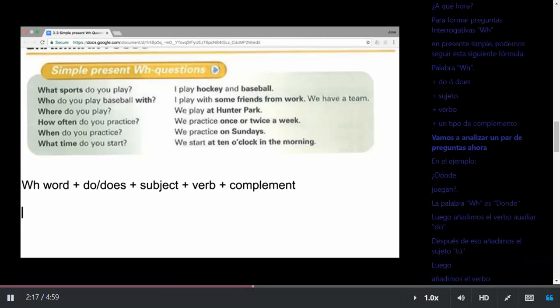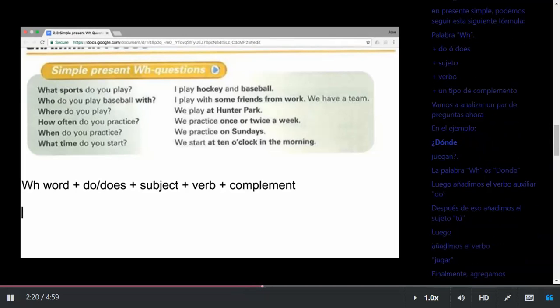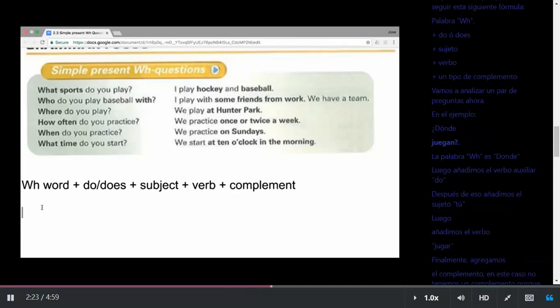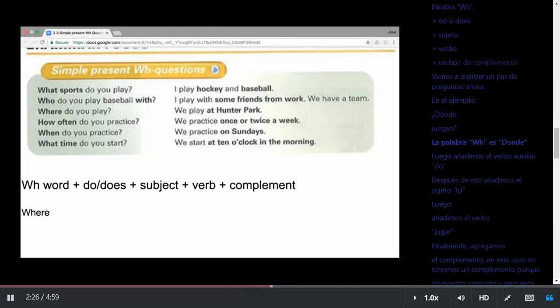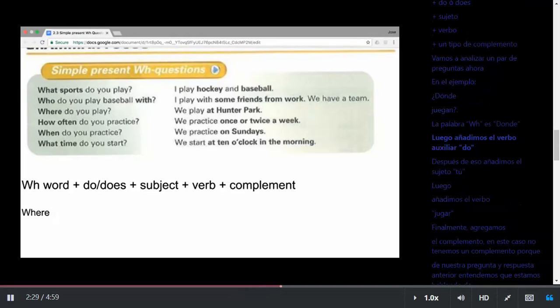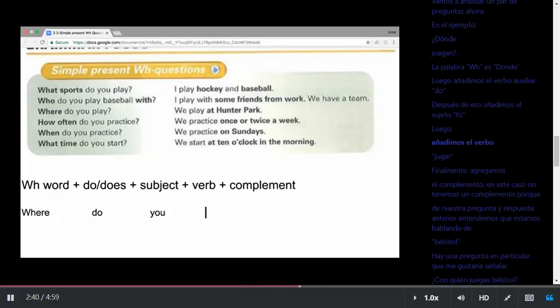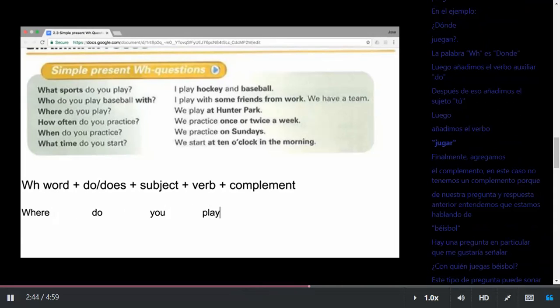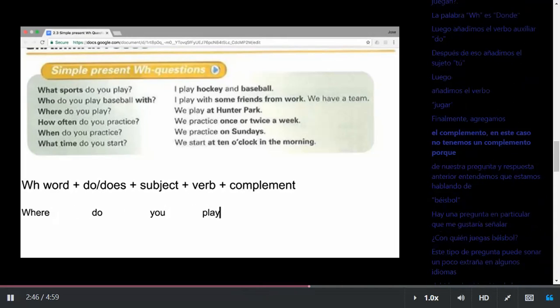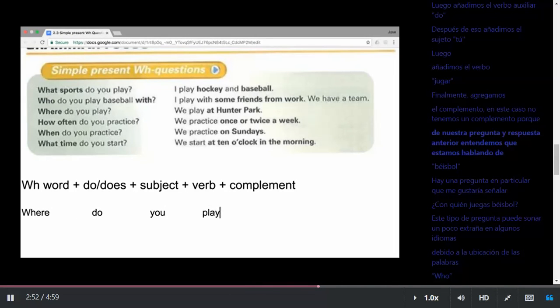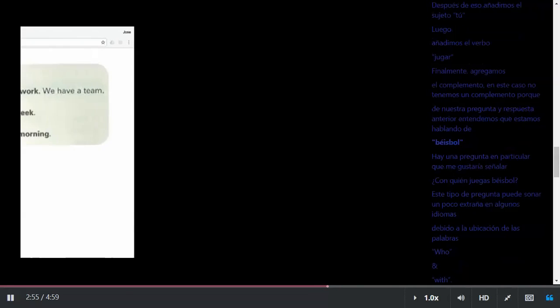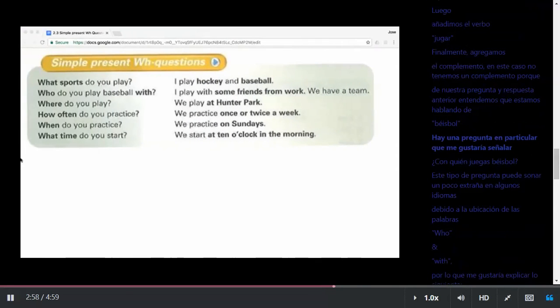Let's analyze a couple of questions now. In the example, where do you play? The WH word is where. Then we add the auxiliary verb do. After that, we add the subject you. Next, we add the verb play. Finally, we add the complement. In this case, we don't have a complement because from our previous question and answer, we understand that we're talking about baseball.